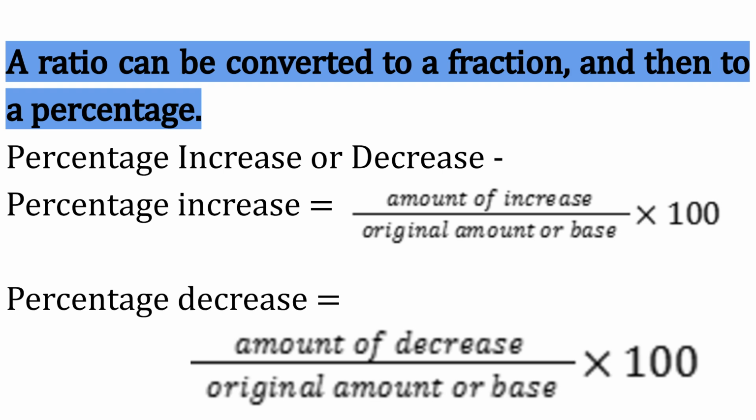Percentage increase or decrease. Percentage increase equals amount of increase divided by original amount or base, times 100. Percentage decrease equals amount of decrease divided by original amount or base, times 100.